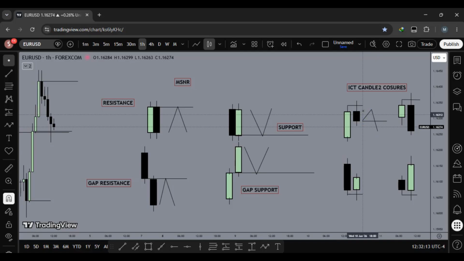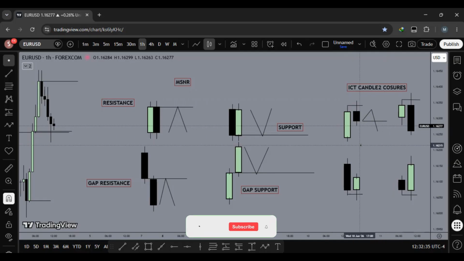So what we want to see after price rejects a support or a resistance is candle 2 closure. It can come in this form, it can come in this form. We'll do a walkthrough example. This is an engulfing form. This is a CROT form. So this is our confirmation before taking a trade.